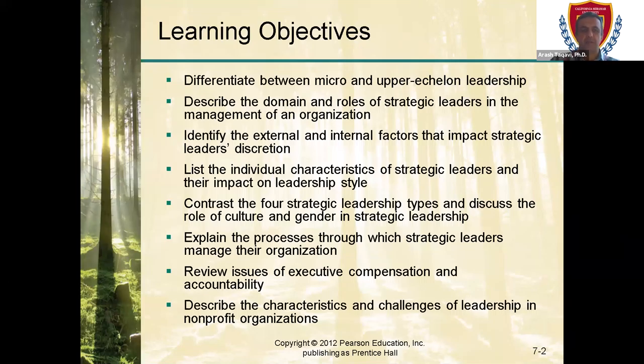What are our learning objectives this week? We are talking about differentiating between micro and operational leadership. Describe the domain and roles of strategic leaders in the management of an organization. Identify the external and internal factors that impact strategic leaders' discretion. List the individual characteristics of strategic leaders and their impact on leadership style. Contrast the four strategic leadership styles and discuss the role of culture and gender in strategic leadership. Explain the processes through which strategic leaders manage their organizations. Review issues of executive compensation and accountability. And finally, describe the characteristics and challenges of leadership in non-profit organizations.